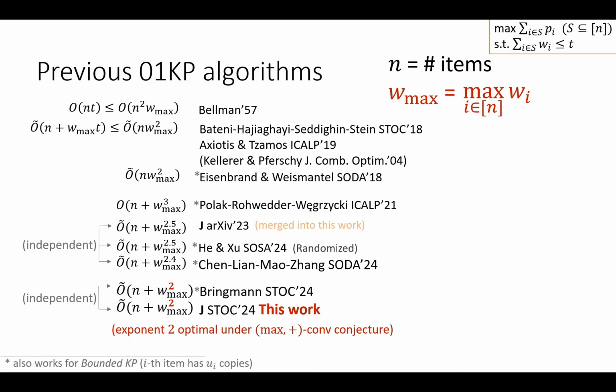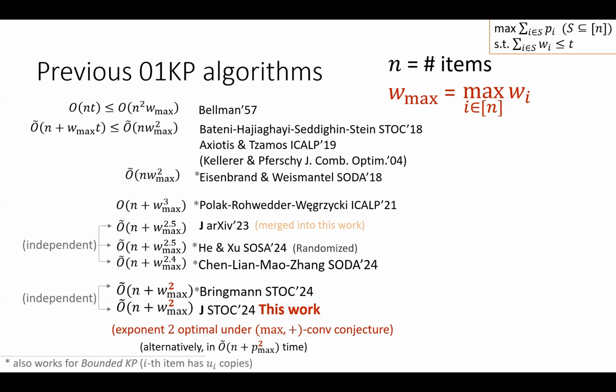The time bound is n plus Wmax squared, and the same result was also independently obtained by Carl Brinkmann. It should be noted that some of the results shown on this slide actually work for the more general problem of bounded knapsack. As another remark, all these running times can also be written alternatively as m plus pmax squared, where pmax denotes the maximum profit of the input items.